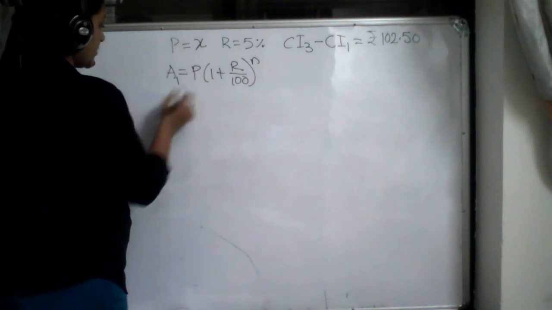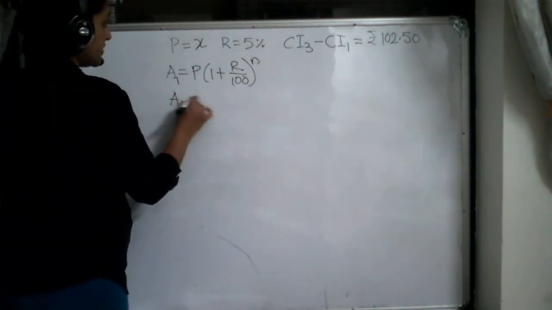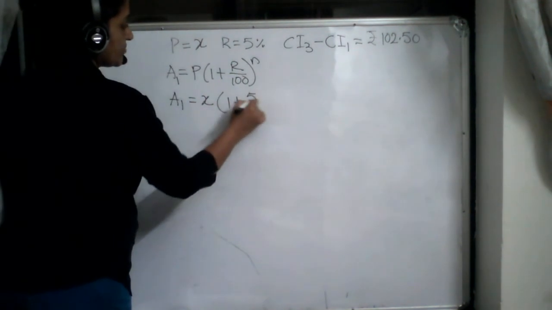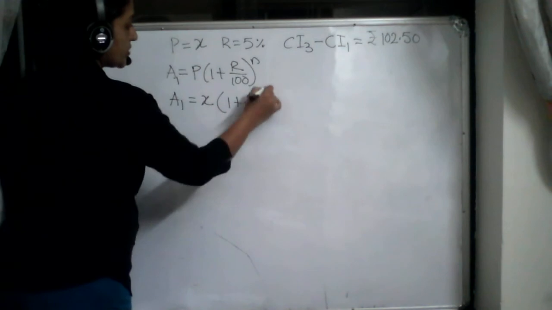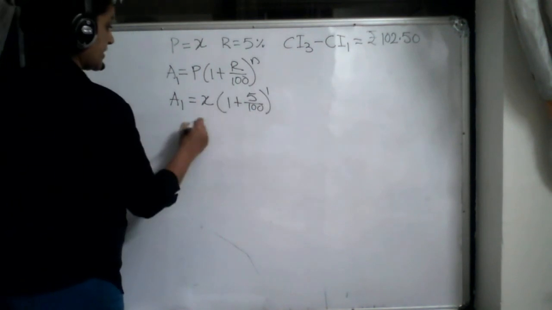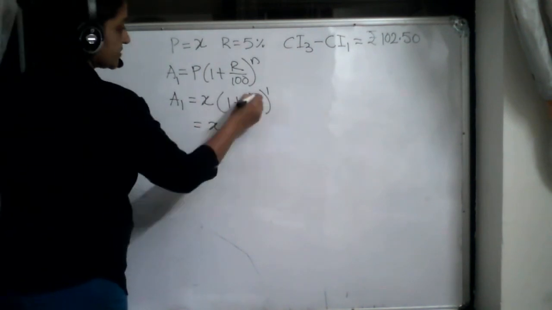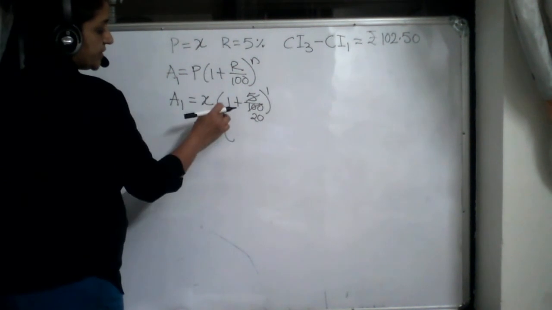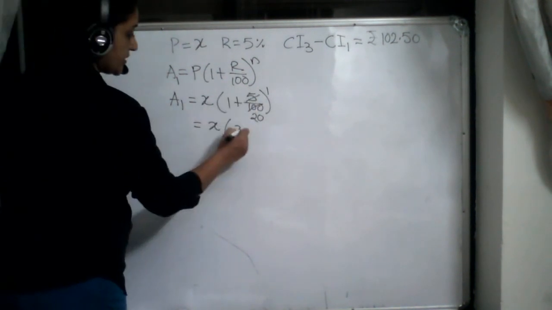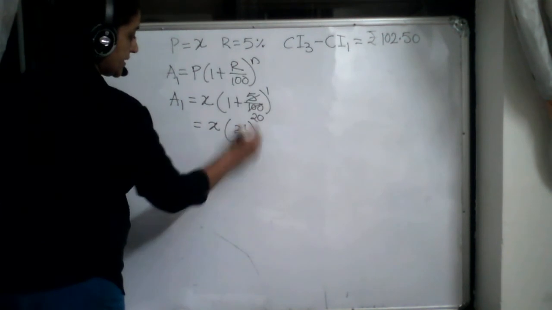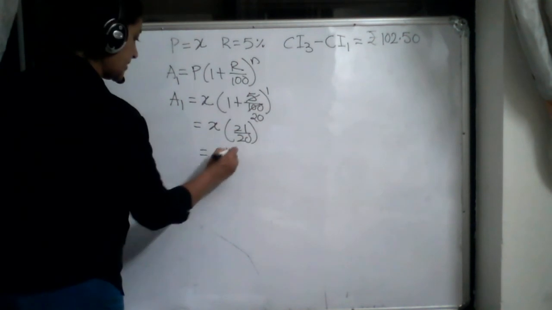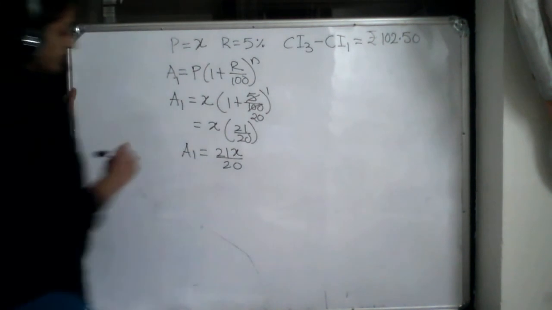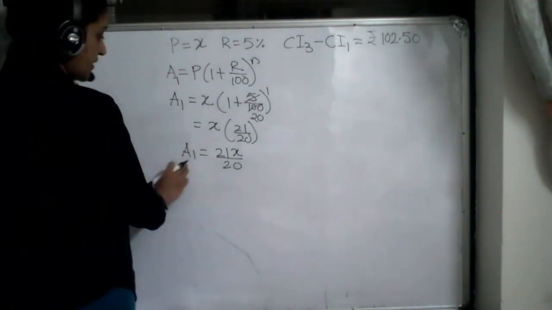N is going to be 1, as you all know, it is only 1 year. Now this is X we have taken, 1 plus 5 by 100 to the power 1, because it is only for 1 year we are calculating. X into bracket, 5 ones are 5, 20s are. Now when this is solved, 20 plus 1 is 21 upon 20. Hence 21x upon 20 is the amount A1 for the first year. After completing 1 year, this will be the amount.